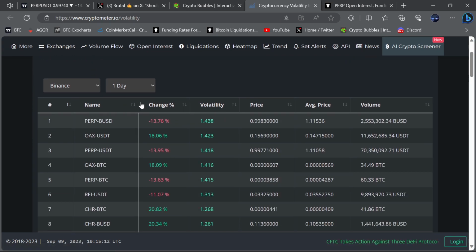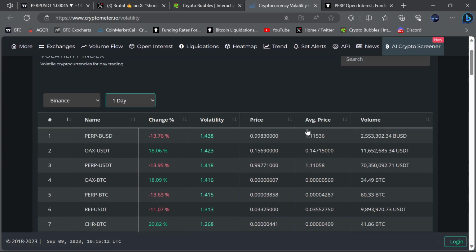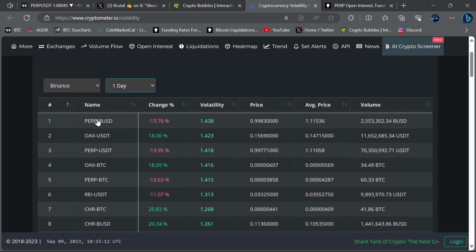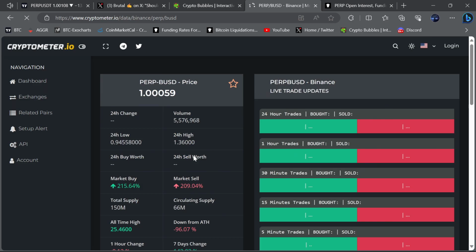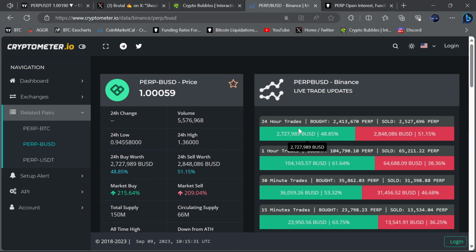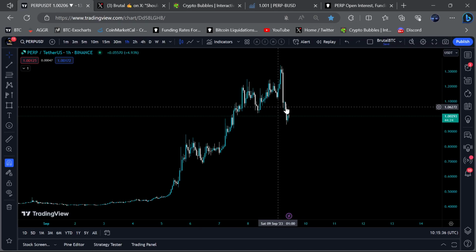So you guys just have to look at the 1 day time frame and look at which coin is the most volatile coin. For example, PERP BUSD is the most volatile coin, and now you guys have to simply click on PERP and the complete data will be visible over here. So now we have to go on to our PERP chart.